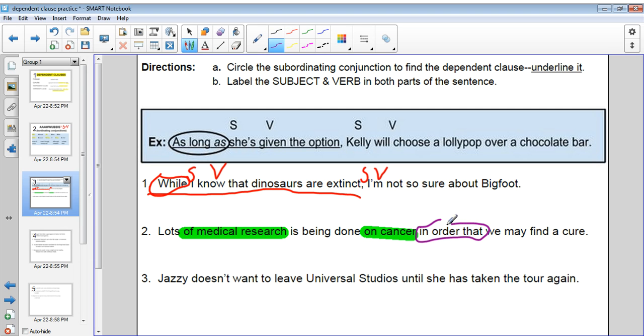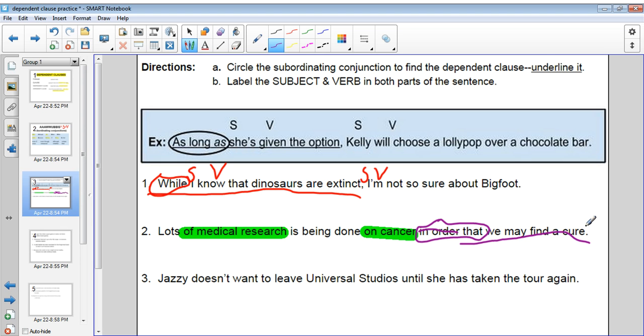In class, we might have done it like this, where we crossed off in order because it does look like a prepositional phrase, and we have that as our subordinating conjunction. Either way is fine as far as I'm concerned for right now. Now my job is to figure out where the dependent clause is. My clue, and the whole purpose that I have you circle the subordinating conjunction, is to find the beginning of it. If that is the subordinating conjunction, then that we may find a cure is my dependent clause.